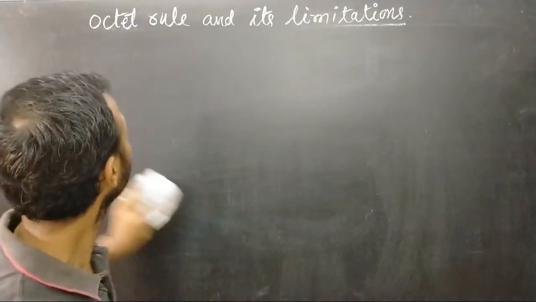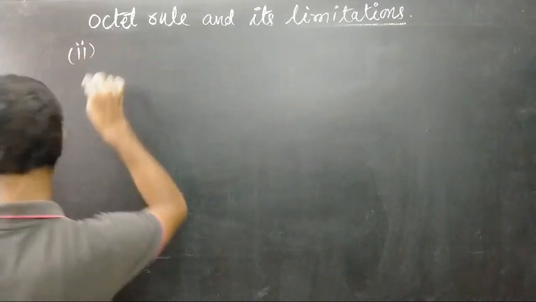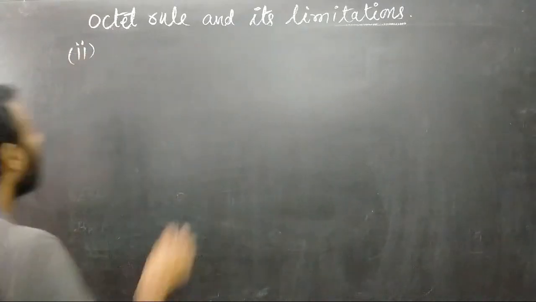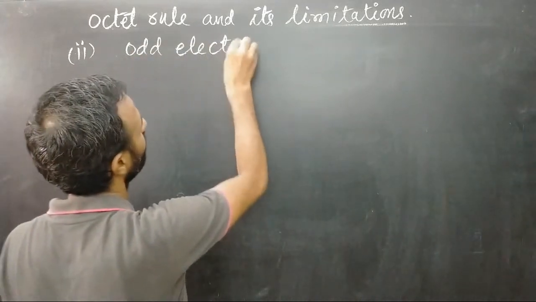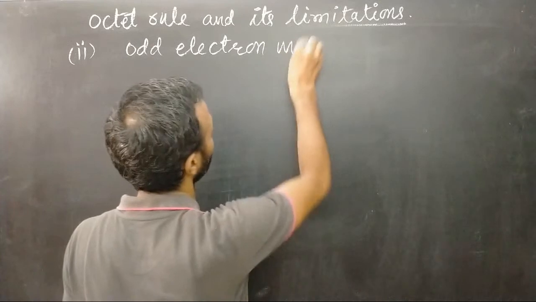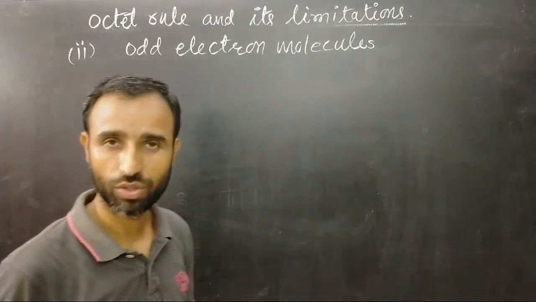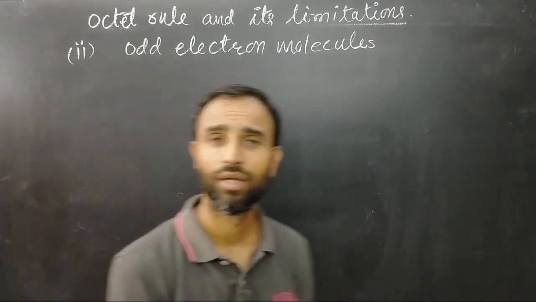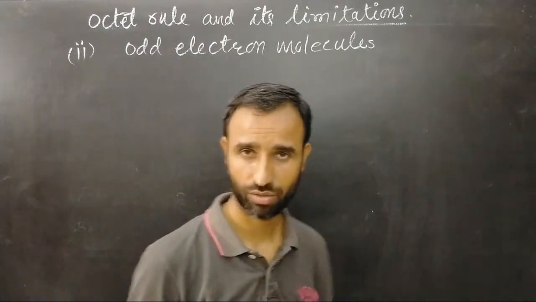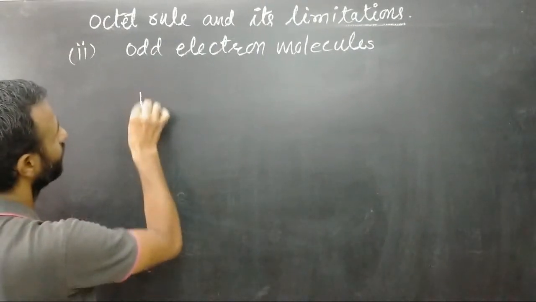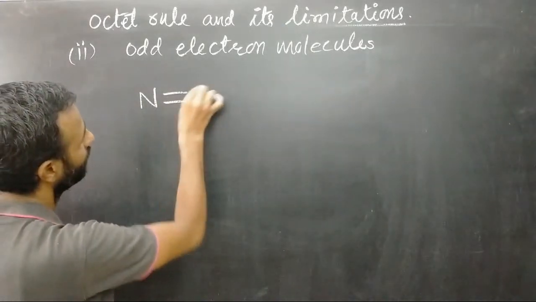Okay. Now, second point. Second is odd electron molecules. Molecules having no doubt less than 8 electrons, but in odd numbers. Okay? For example, nitric oxide, NO.